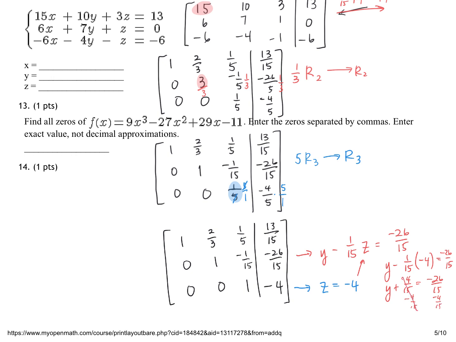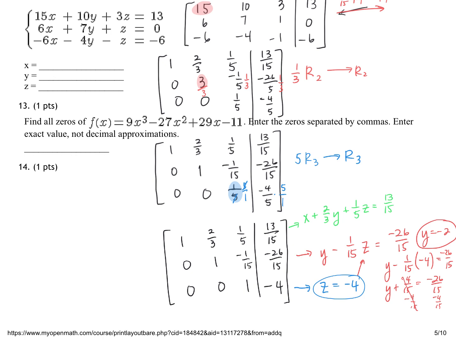So that's going to give me -30 over 15, which is a -2. So y is -2. Okay, so that gives me y. I found z. And now I can use both of those to plug into the top equation. The top equation is going to be 1x plus 2/3 y plus 1/5 z is equal to 13/15.